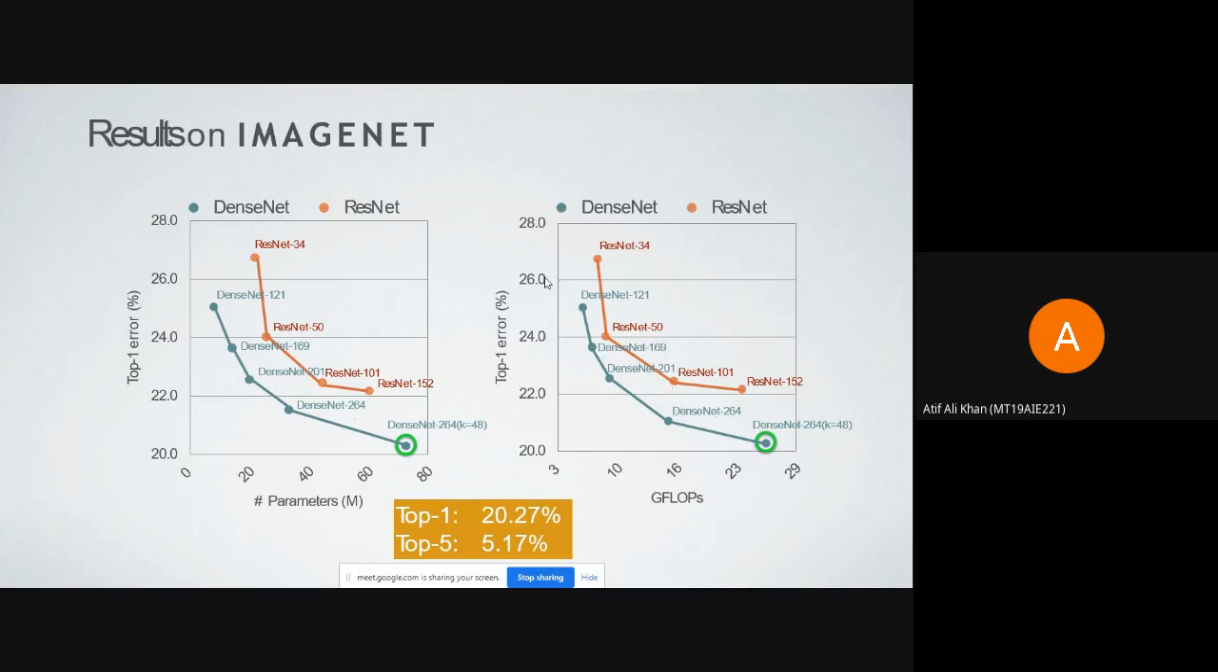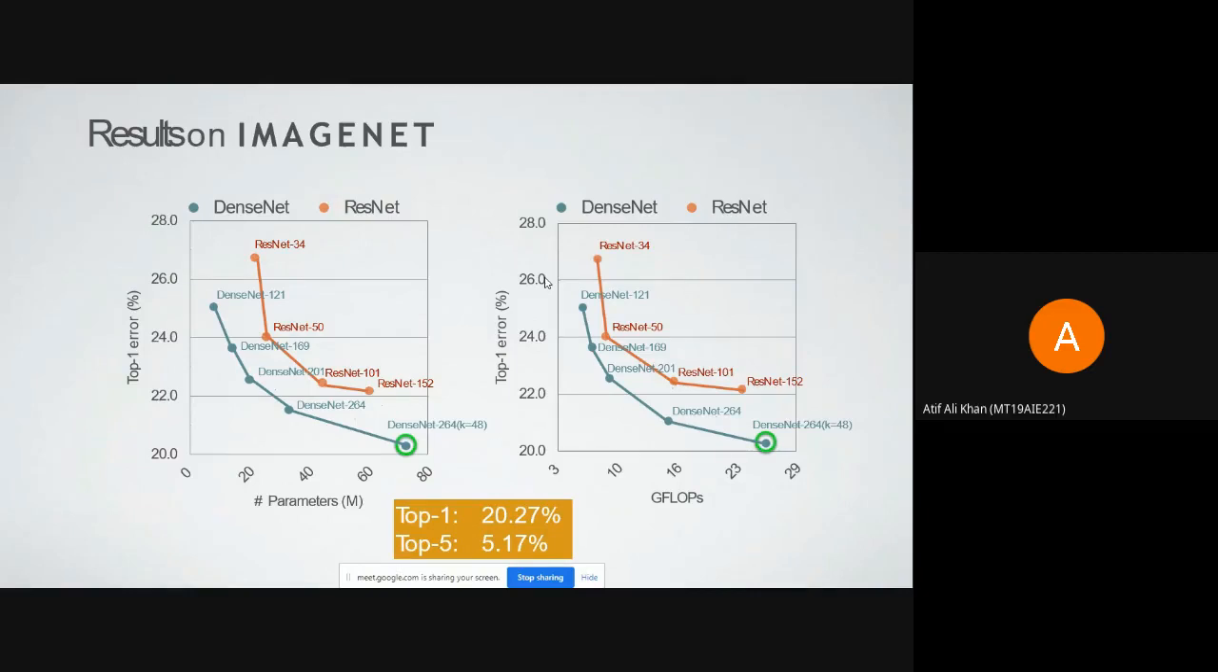Okay, so the next slide, the results have been shown on ImageNet. ImageNet is an image database organized according to the WordNet hierarchy, in which each node of the hierarchy is depicted by hundreds and thousands of images. Here we are just trying to show the top one error percentage with respect to parameters, that is capital M, and GFLOPs. GFLOPs are nothing but a unit of measurement used to measure the performance of a computer's floating point unit.